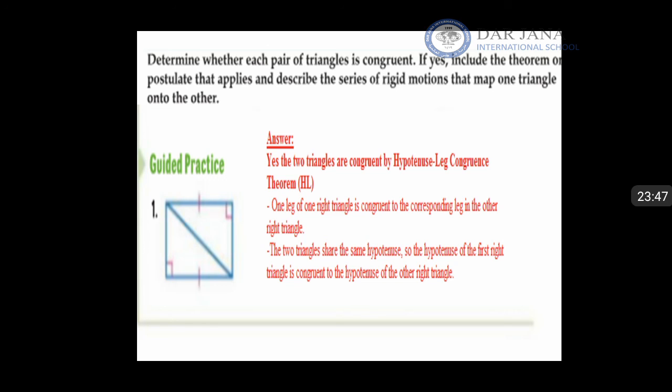So we have a hypotenuse in the first right triangle that's congruent to the hypotenuse in the second right triangle, and a leg in the first right triangle that's congruent to its corresponding leg in the second right triangle. So we have a hypotenuse and a leg in one triangle that are congruent to the hypotenuse and the corresponding leg in the second right triangle. So those two triangles are congruent by the hypotenuse leg congruence theorem. As we mentioned, one leg of one right triangle is congruent to the corresponding leg in the other right triangle, and the two right triangles share the same hypotenuse, so the hypotenuse of the first is congruent to the hypotenuse of the second right triangle.